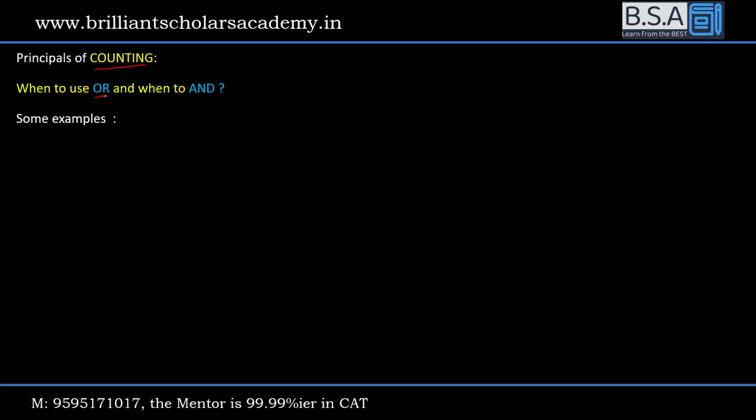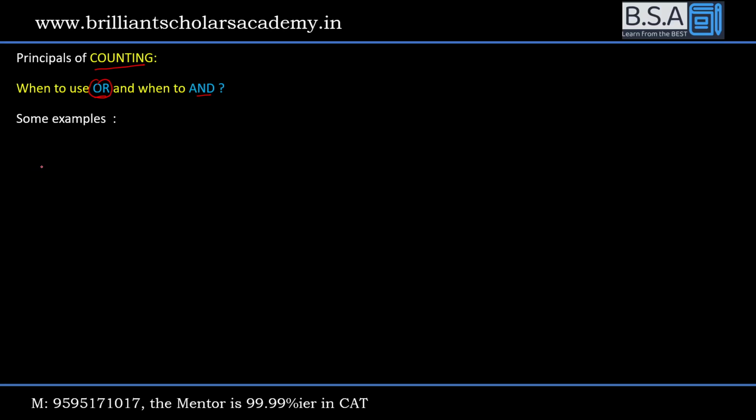When you have to use or, and, those are the principles of counting. When do we use or? I'll cover 5-6 examples on the screen. So I'll have to remove some data again and again to clean the screen.